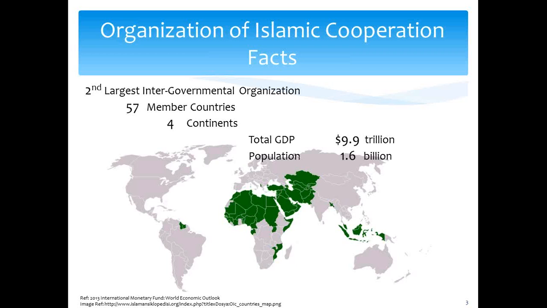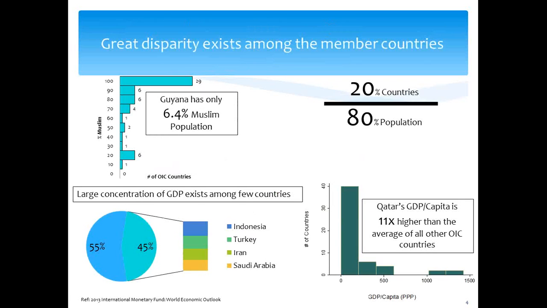So with that, we want to now talk about, well, how are the member countries, the 57 member countries we talked about? Well, as it turns out, there exists a great disparity among these countries. For example, if you look at their Muslim population, in fact, you don't have to have 100% Muslim population to be a member. For example, Guyana has only 6.4% Muslim population, and it is one of the members of this organization. In terms of population, it is quite concentrated. 20% of the countries in this organization have 80% of the population.